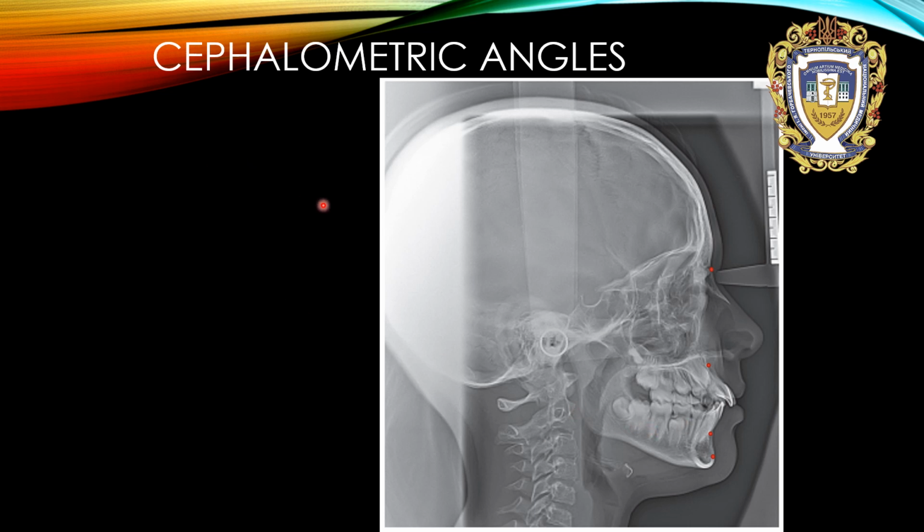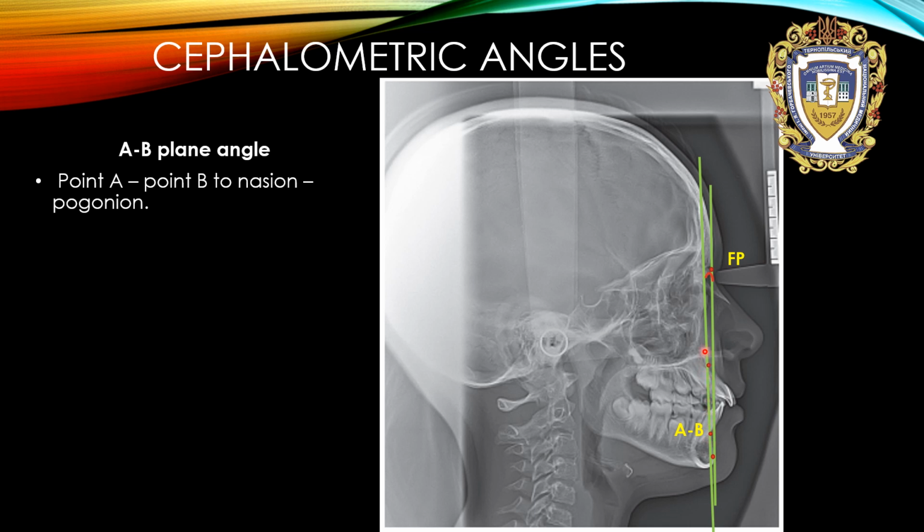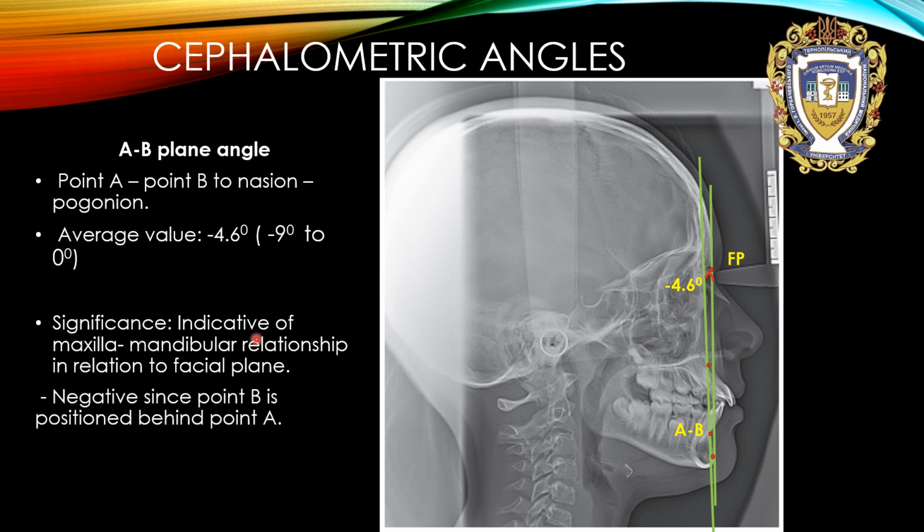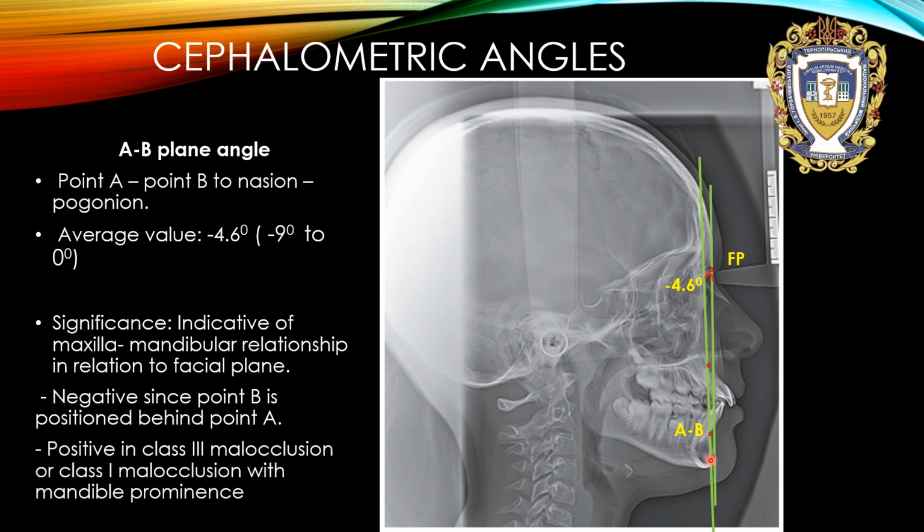AB plane angle. Angle between AB plane and nasion-pogonion plane. Significance. Average value minus 4.6, but can be minus 9 degrees to 0. Indicative of maxillomandibular relationship in relation to facial plane or facial vertical line. Positive in class 3 malocclusion or class 1 malocclusion with mandible prominence. Negative since point B is positioned behind point A.